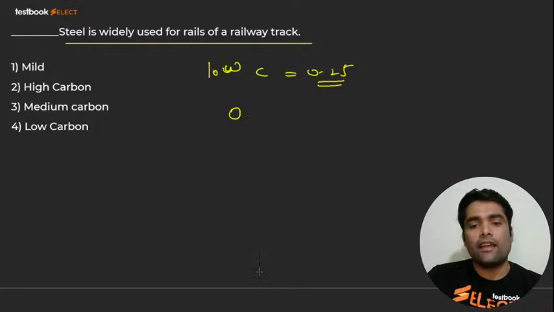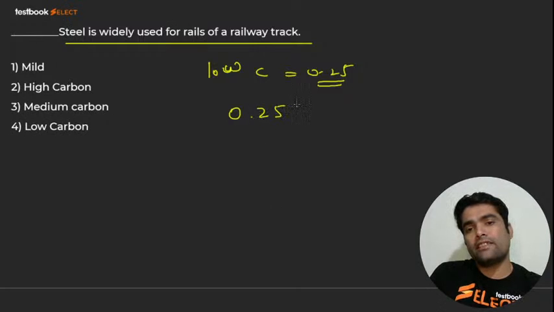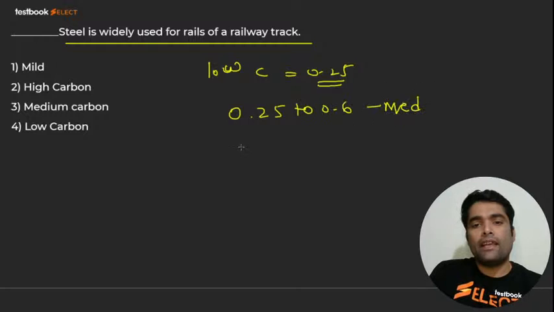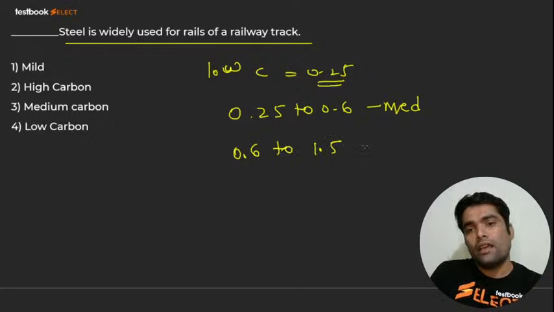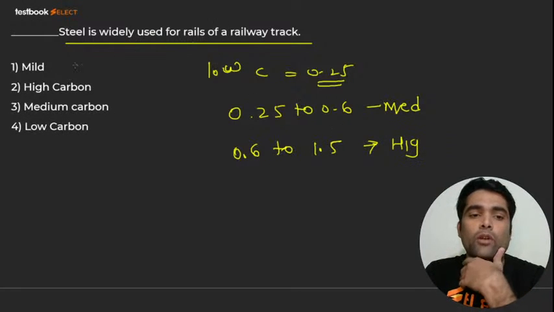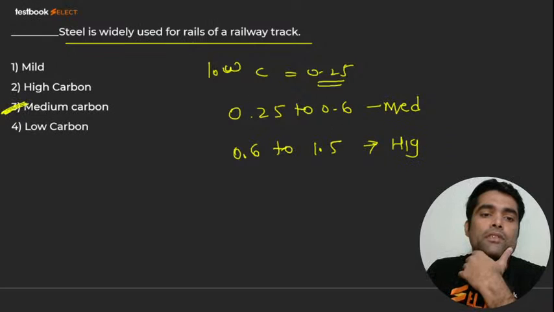0.25 is low carbon steel, right? And my dear, 0.25 to what percentage is medium? 0.25 to 0.6 is medium. And my dear, 0.6 to 1.5 is high carbon. And what are we utilizing for railway tracks? It should be medium carbon steel.